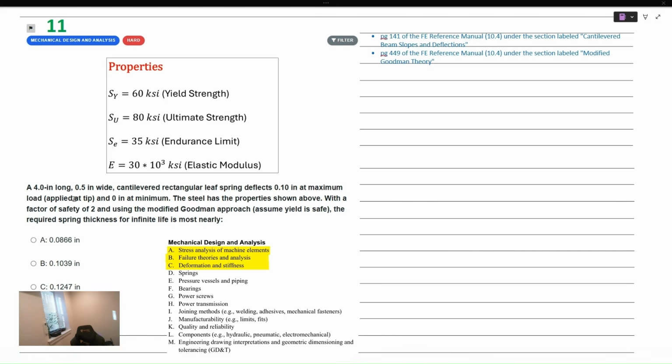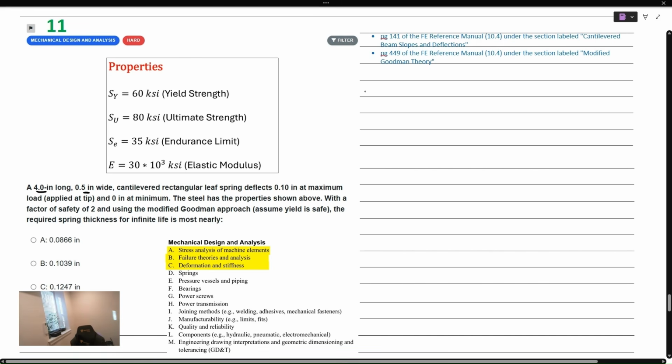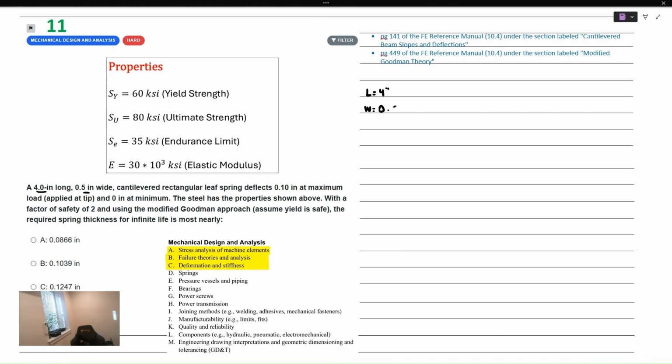In this problem, we have a 4-inch long, half an inch wide, so the length is equal to 4 inches. The width is equal to half an inch, cantilevered rectangular leaf spring. Okay, so it's a cantilevered spring here. And it deflects a maximum amount equal to 1/10 of an inch when a load is applied at the tip. So this is kind of our scenario here. And the minimum deflection is equal to nothing, 0 inches.